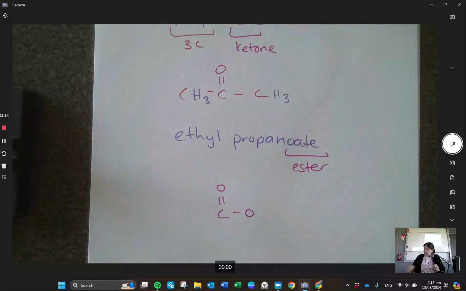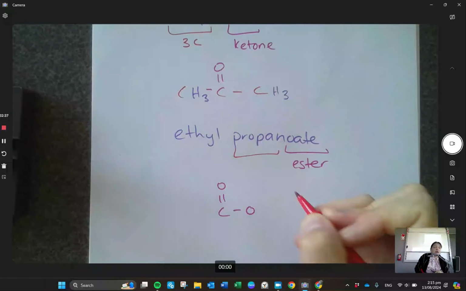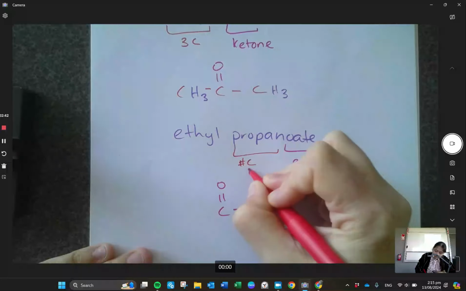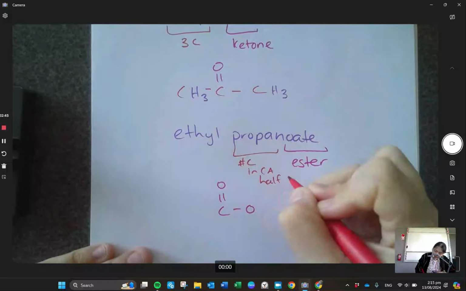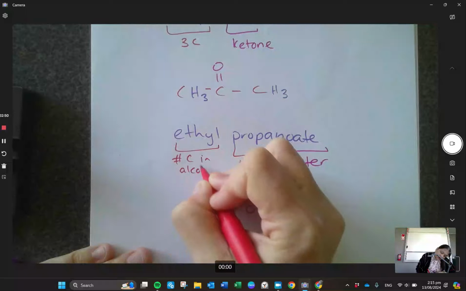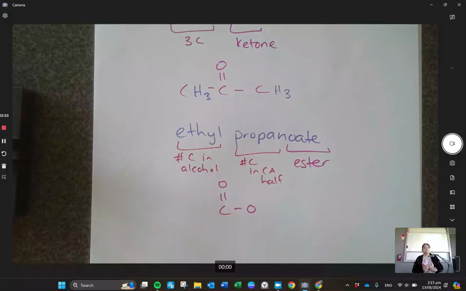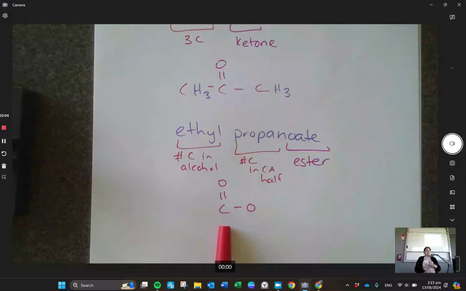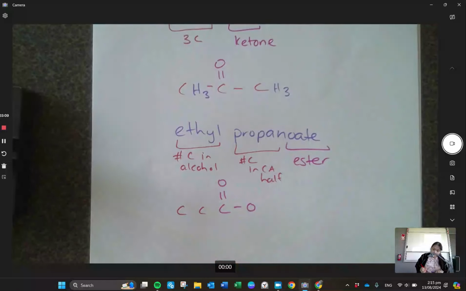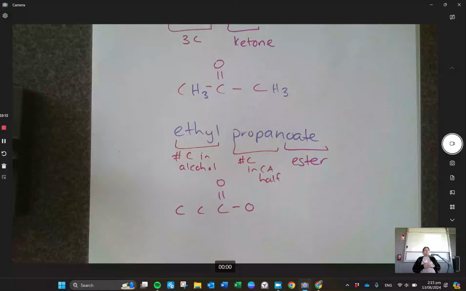This bit here, let me get another color, tells me the number of carbons that are part of the carboxylic acid half of the molecule. This here tells me the number of carbons in the alcohol half of the molecule. That's why it is ethyl propanoate. So this component here, the C double bond O, has come from my carboxylic acid component. I need 3. This counts as 1, so I need to do 2 more carbons. Are we good so far with that?